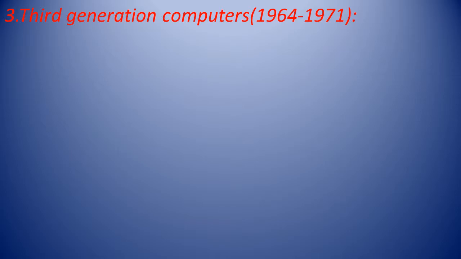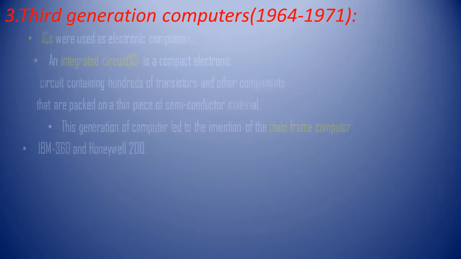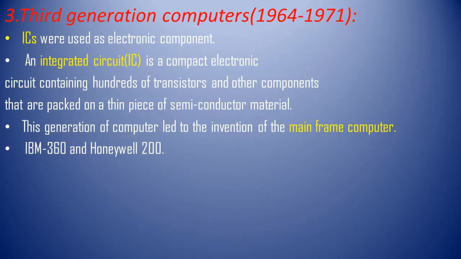Next is third generation computers from the year 1964 to 1971. ICs were used as electronic components. IC means integrated circuit. An integrated circuit is a compact electronic circuit containing hundreds of transistors and other components that are packed on a thin piece of semiconductor material. This generation of computer led to the invention of the mainframe computers. Some of the examples are IBM 360 and Honeywell 200.